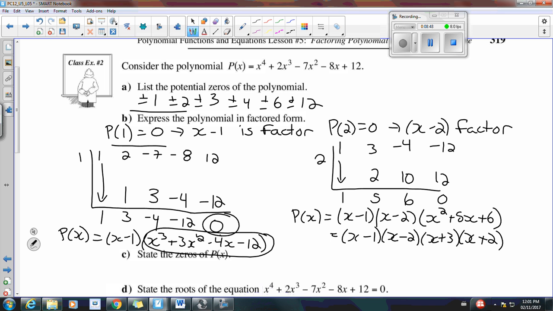It really doesn't matter which order you do this in. If you find that your first factor would be x minus 2 and you divide it here, it all works out in the end. So there's nothing magical about starting with this 1. You could have found any of those zeros and it would have worked out.